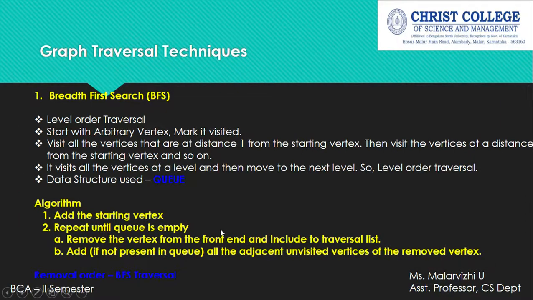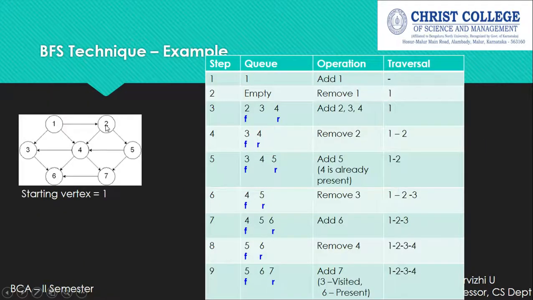So the second traversal technique for graph is breadth first search. It is otherwise called level order traversal. What is meant by level order traversal? If we assume that in this diagram the starting vertex is 1, we always assume the starting vertex is at level 1. The vertices that are adjacent to this vertex are assumed to be at distance 2. The adjacent vertices for vertex 1 are 2 and 3, so 2 and 3 are assumed to be at distance 2.